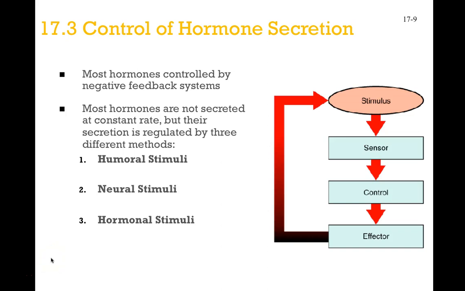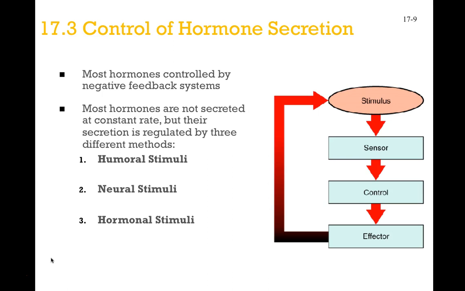We are going to now discuss control of hormone secretion. This is not just going to be an easy one-way pathway. We have three different ways in which we can stimulate hormone secretion. Most of our hormones are controlled by a negative feedback system.